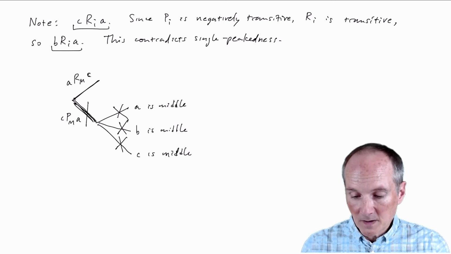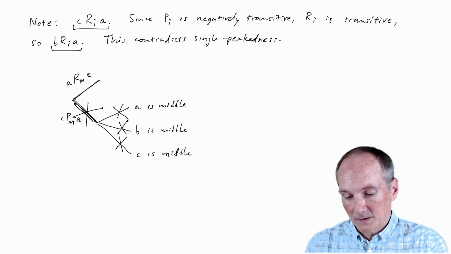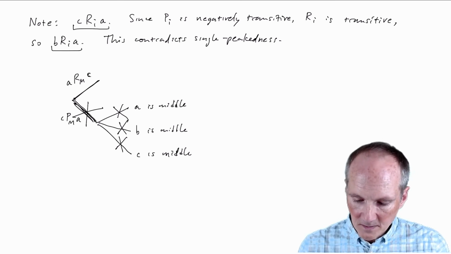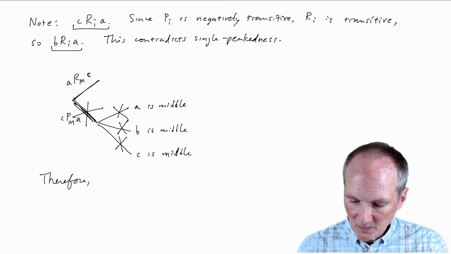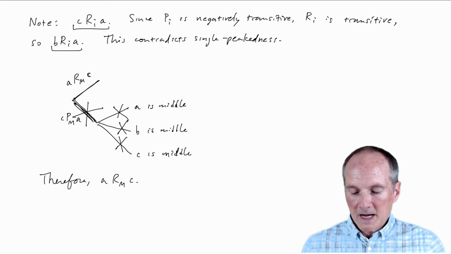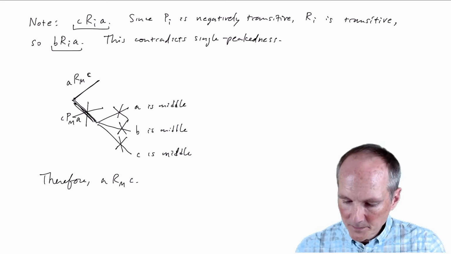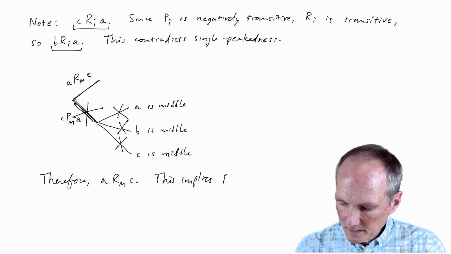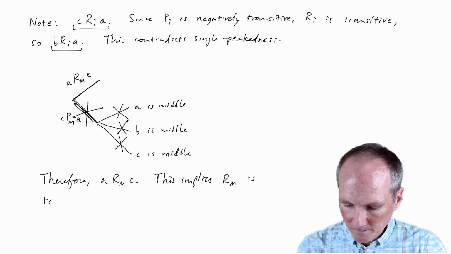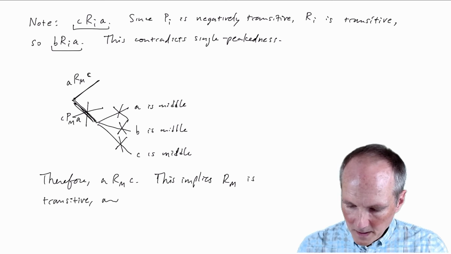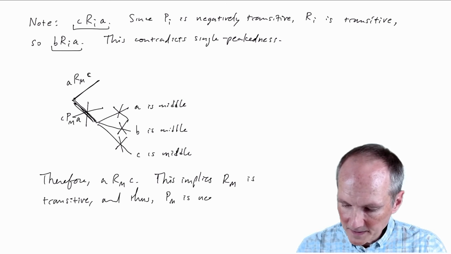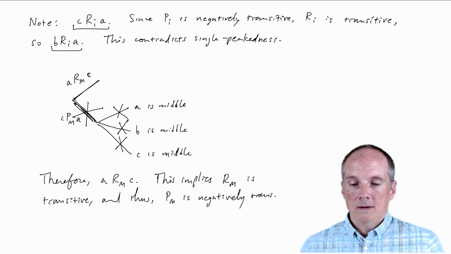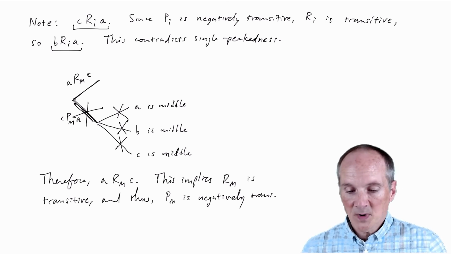That tells us that that lower branch cannot hold, and that leaves the top branch, which is A weakly majority preferred to C. Since A, B, and C were arbitrary alternatives, this implies that the weak majority preference relation is transitive, and thus the strict majority preference relation is negatively transitive, i.e. it is a weak order. And that finishes the proof of the second part of this median voter theorem.